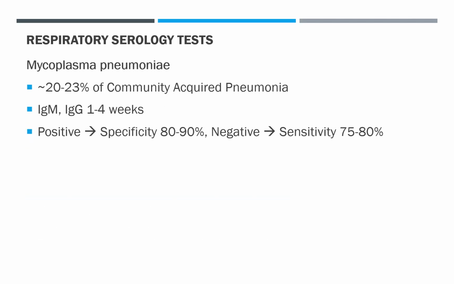Another condition you would use this for is Mycoplasma pneumoniae. A little bit more common cause of community-acquired pneumonia, 20 to 23%. This has a little bit faster reaction by our system. Generally, IgM, IgG can be found within 1 to 4 weeks. So again, a pretty strong specificity and moderately good sensitivity.